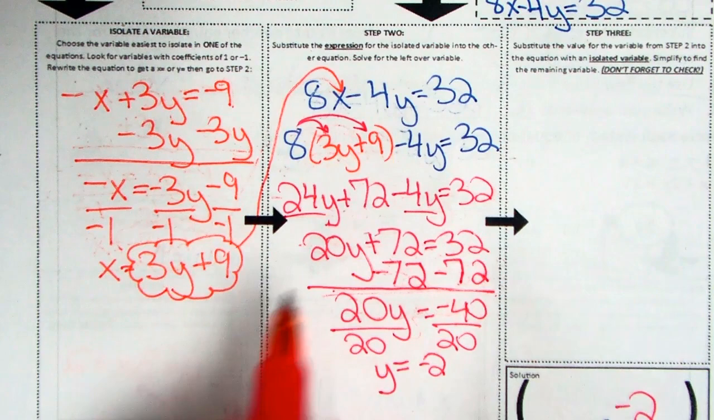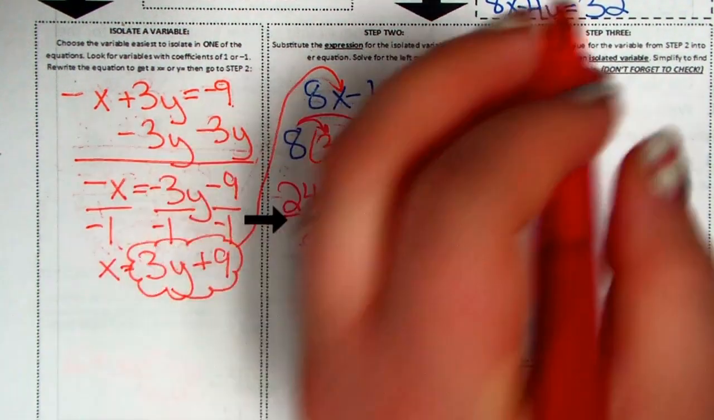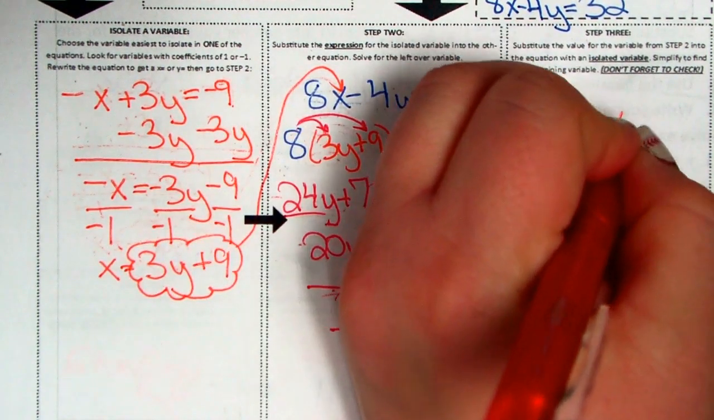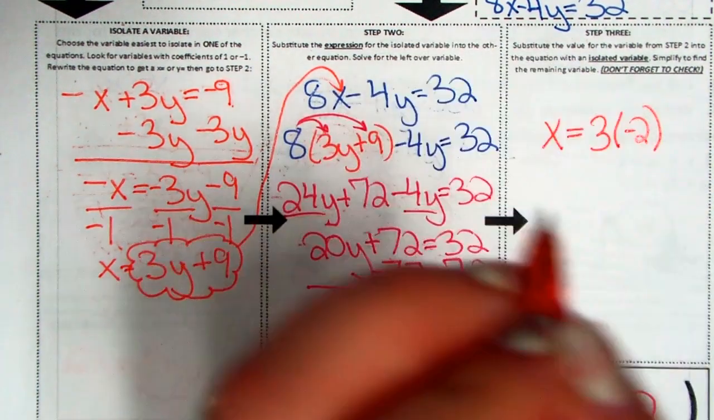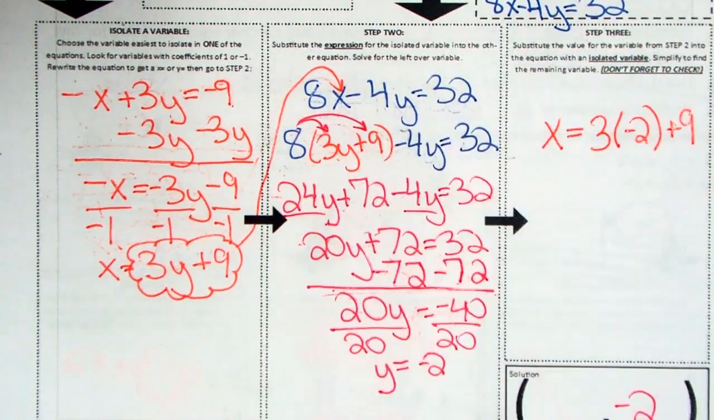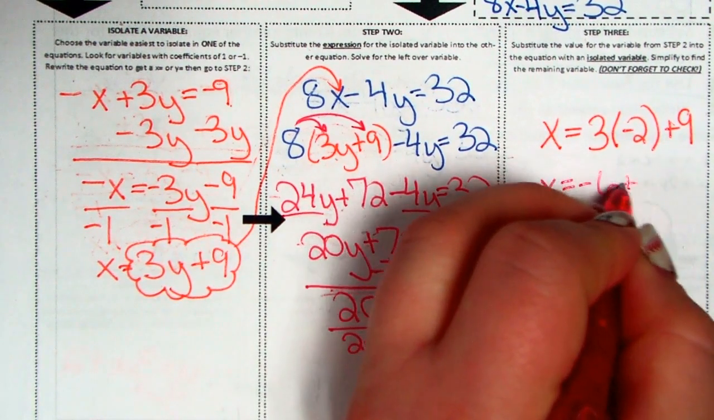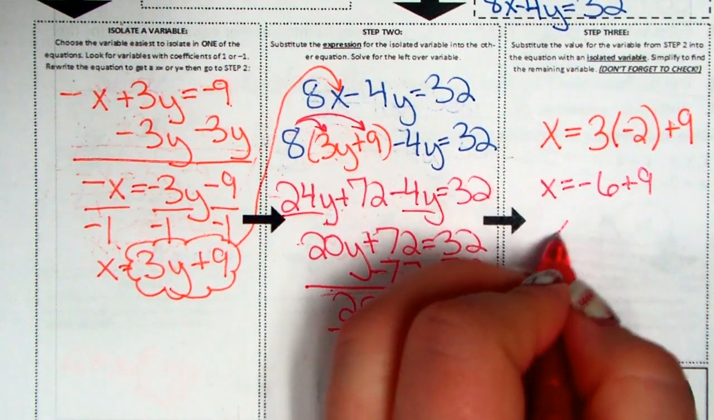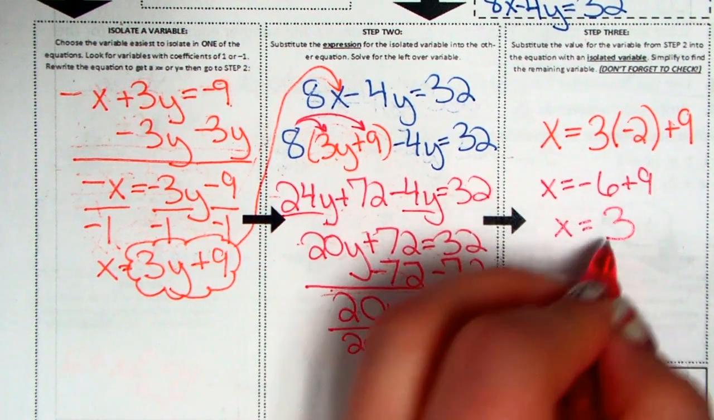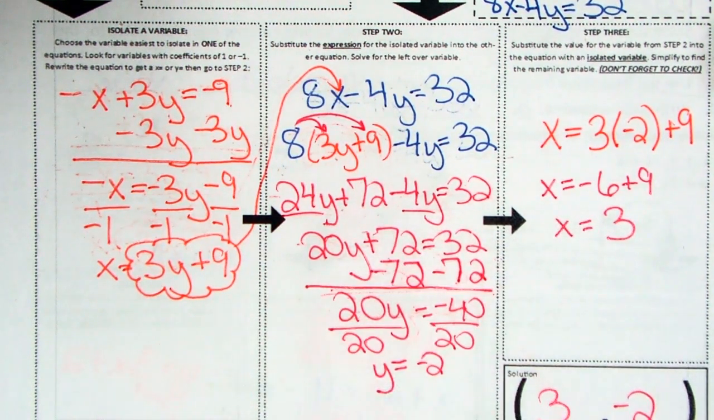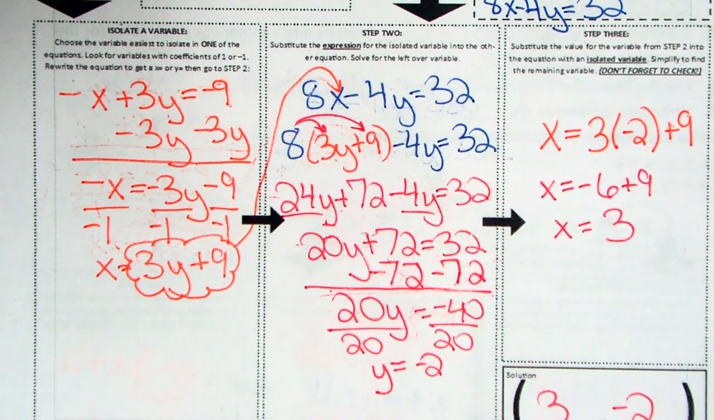I'm probably just going to use this equation here because I won't need to do any actual solving. So negative 2 times 3 gives me negative 6 plus 9. Negative 6 plus 9 is positive 3. So it is one solution that is also independent and consistent.